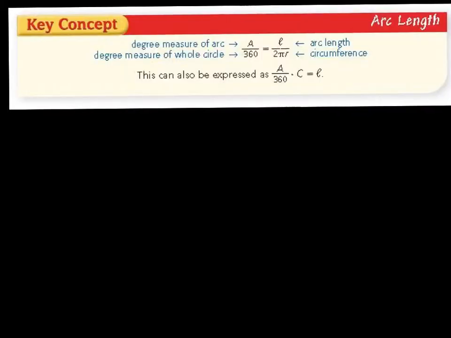Here's a formula you definitely want to write down. It's a proportion. So we have part over whole, so degree measure of an arc compared to degree measure of the whole circle equals part over whole, so the arc length over the whole circumference. If we do cross products there, 2 pi r, of course we know is circumference, so if we multiply both sides by C, we're going to get this handy dandy formula. A over 360 times C equals L, which is arc length.